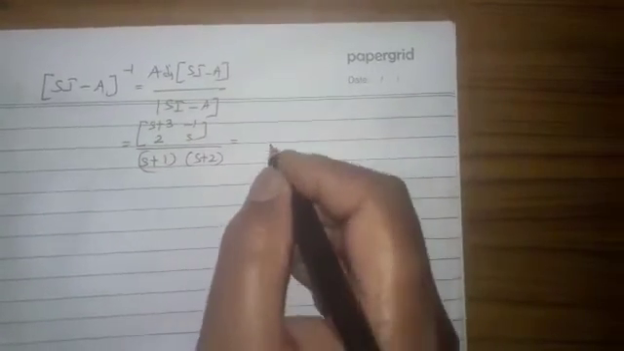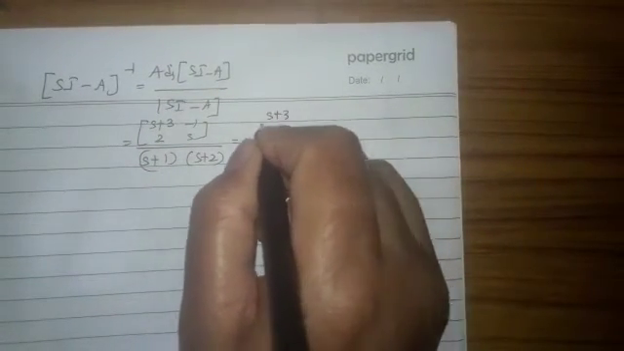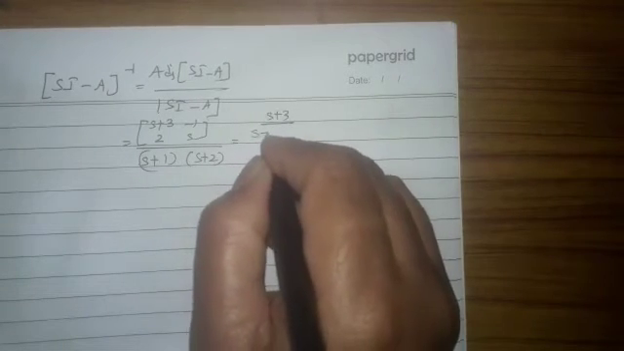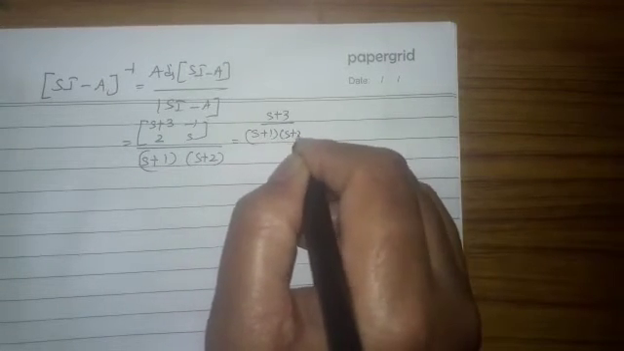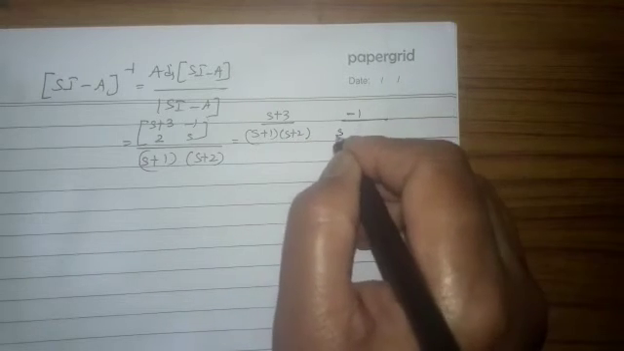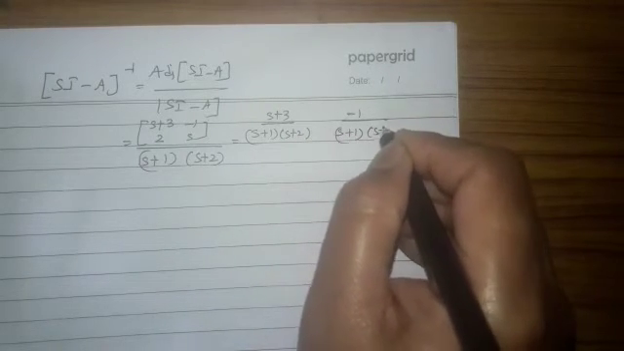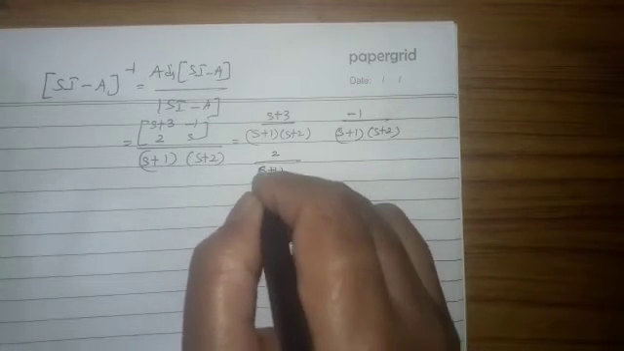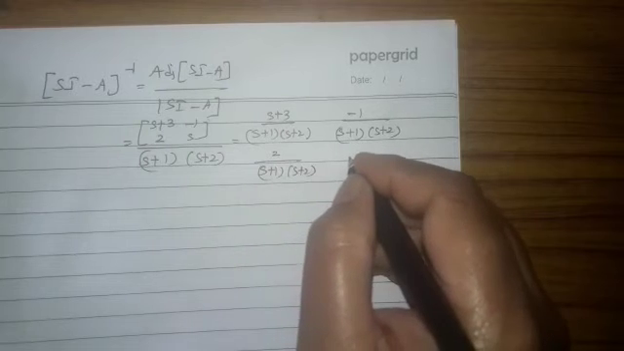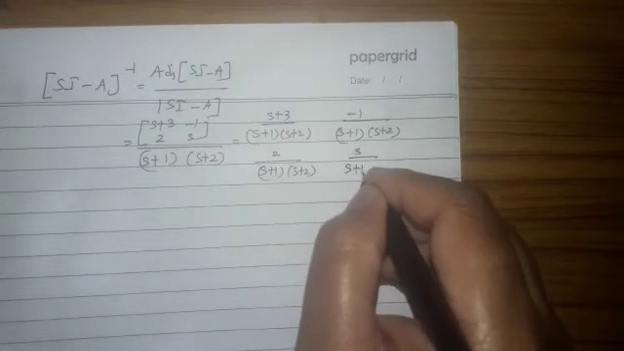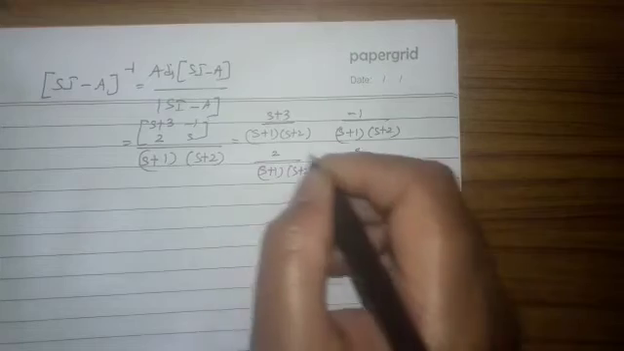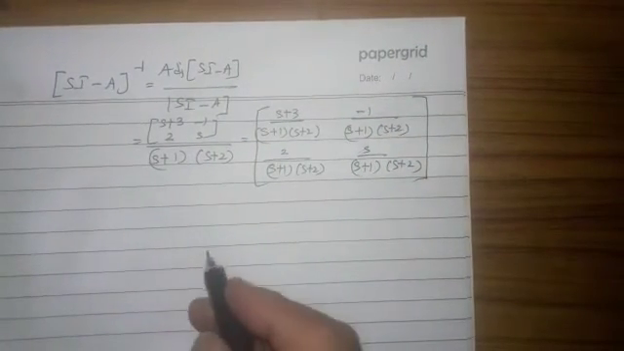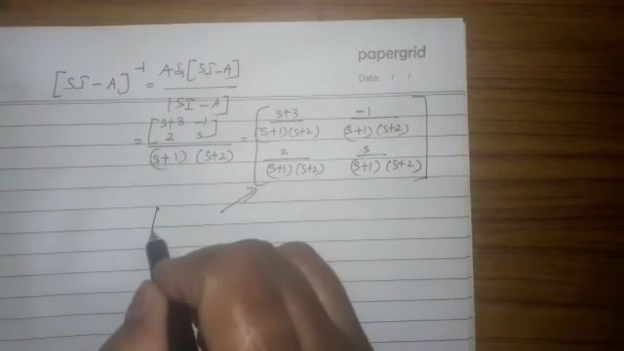This whole can be written as S plus 3 divided by, this is the common denominator for all the terms in this matrix. So S plus 3 divided by S plus 1 into S plus 2, minus 1 divided by S plus 1 into S plus 2, and here it is 2 divided by S plus 1 into S plus 2, and here it is S divided by S plus 1 into S plus 2. Okay, you understood this? Now I am supposed to take the Laplace inverse.